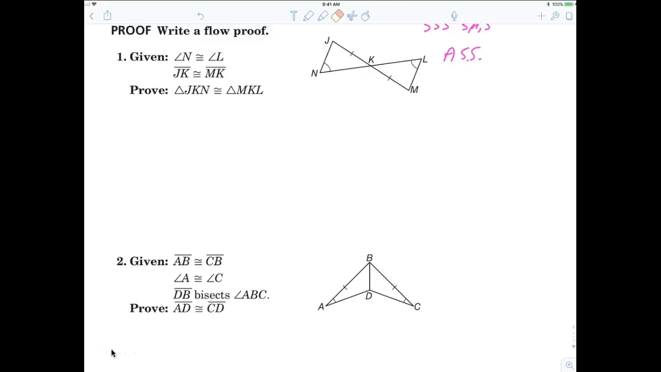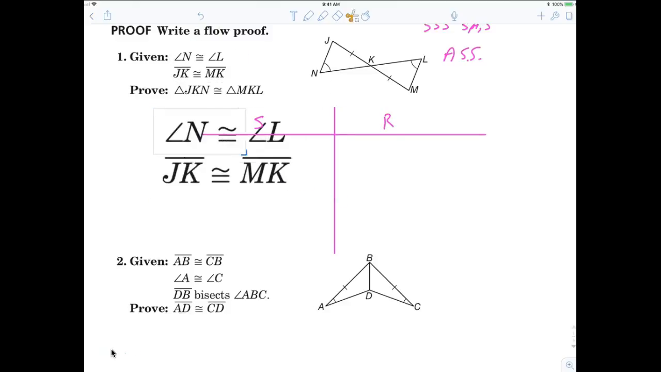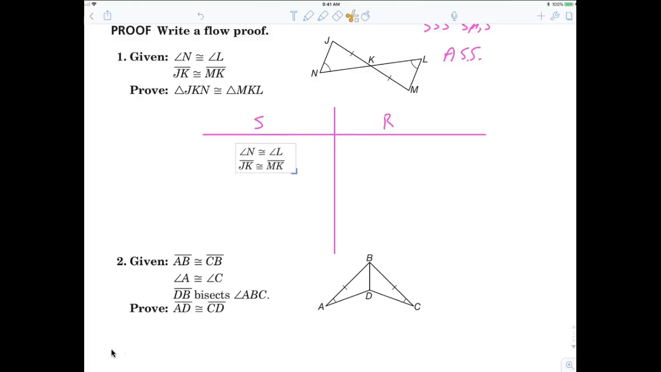Now, again, what I want to do is make our statements and reasons. We're going to go with the given. One given. Now, I prefer that they don't mark the figure. Sometimes they mark the figure, sometimes they don't. You should be marking the figure on your own.